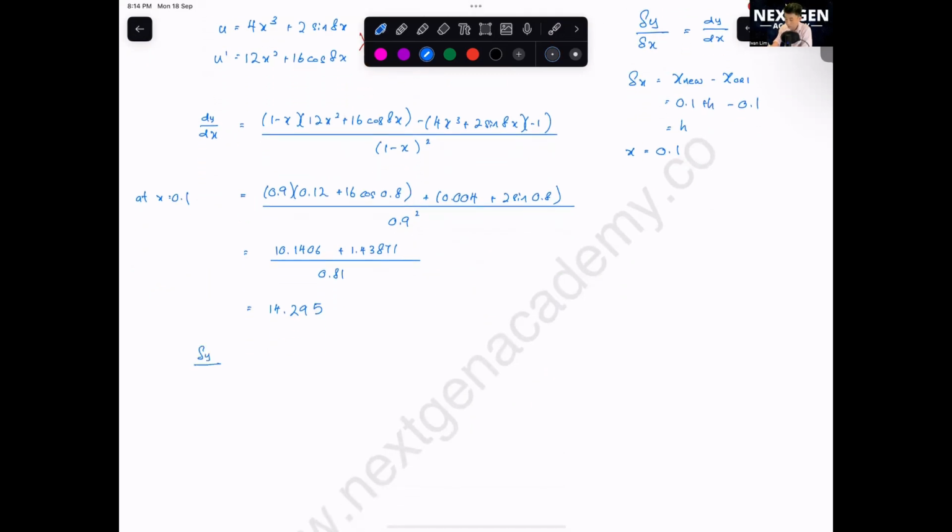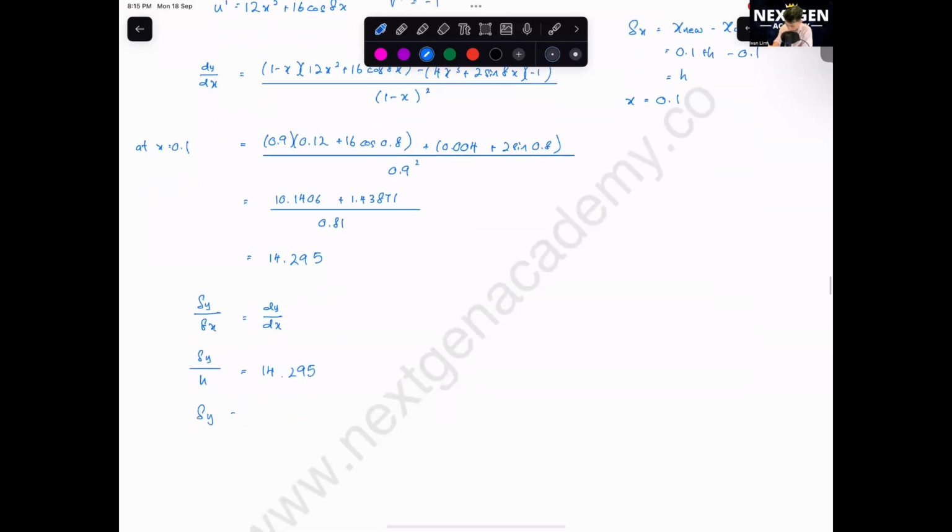Okay, then we will put into delta y over delta x equals to dy over dx. Your delta x is 0.1. Sorry, your delta x is h. dy over dx is this value of 14.295. Where your delta y, okay, we just round it up to 3 significant figures, 14.3h.